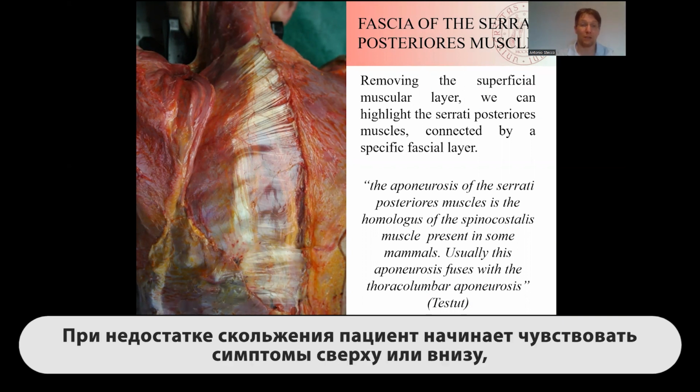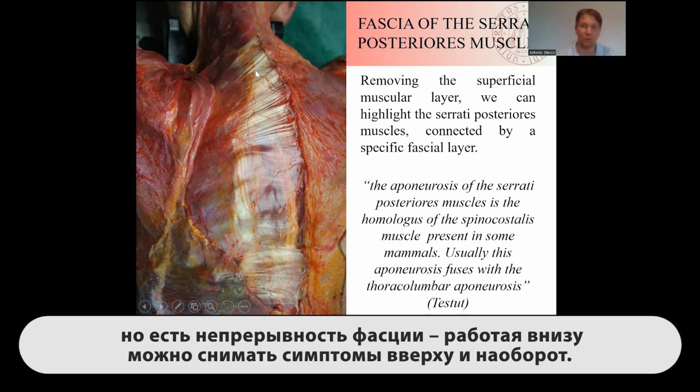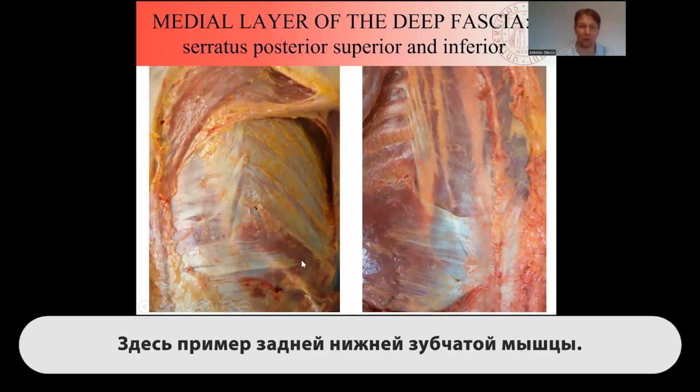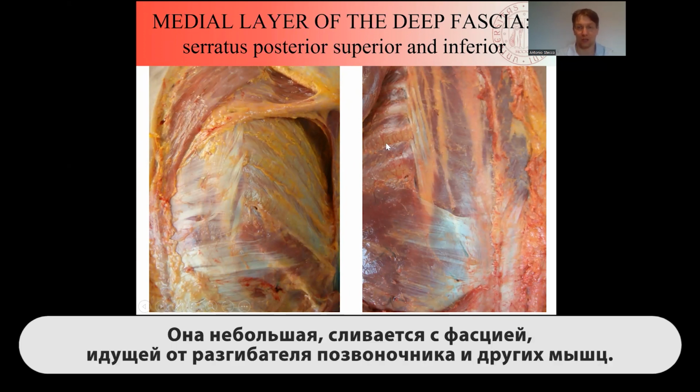What is curious is that normally this alteration will occur locally. In reality, sometimes if you have a lack of gliding, the patient will start to feel problems at the top, or the patient will start to feel problems at the bottom. But in reality, there is a continuity, so working on the top can affect the bottom and vice versa. Here we have other imaging of the serratus posterior inferior. It is very tiny and merges into the fascia. It originates from the spinous process, but merges into the fascia, so it is really a tensor of the fascia.